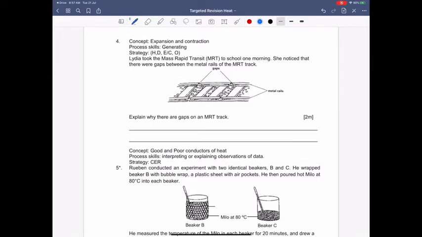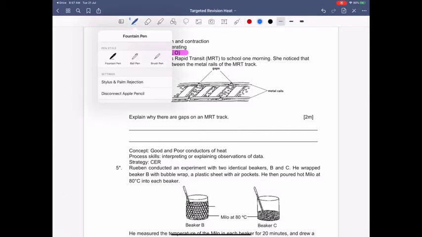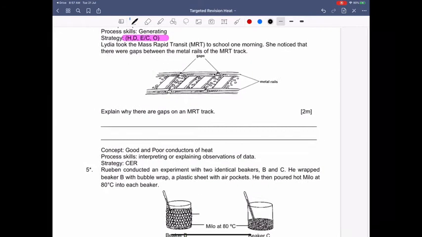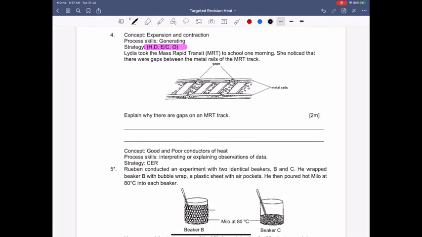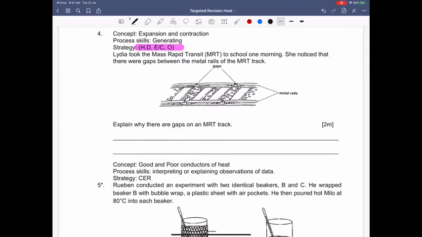The strategy I would use is the same thing that I've talked about, HDEC/O. So first things first, we want to talk about heat. And when you talk about heat, once again, you need to imagine which substance you are, and then you need to talk about the direction of heat gain. So I'm going to imagine that I am the metal rails. So I would say that the metal rails gain heat.